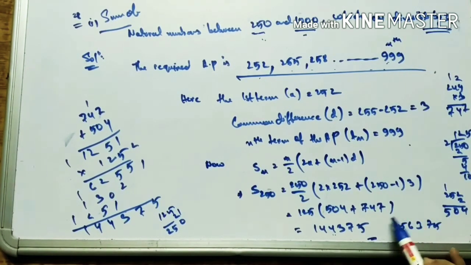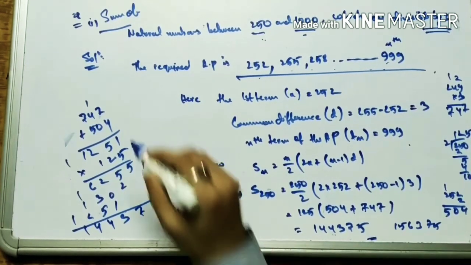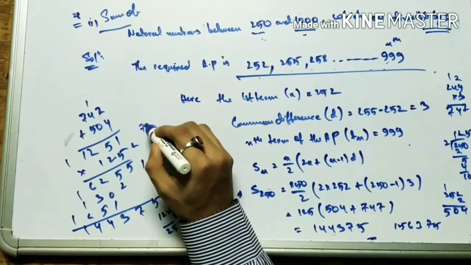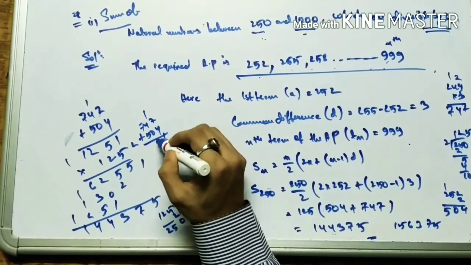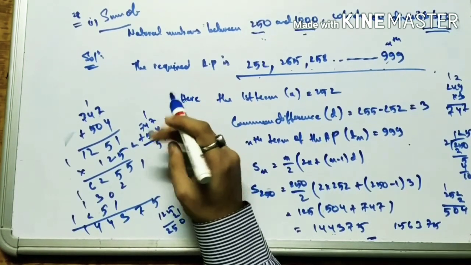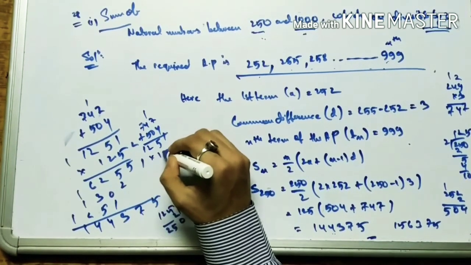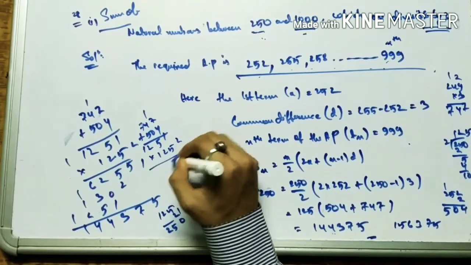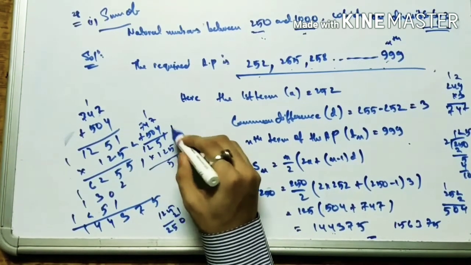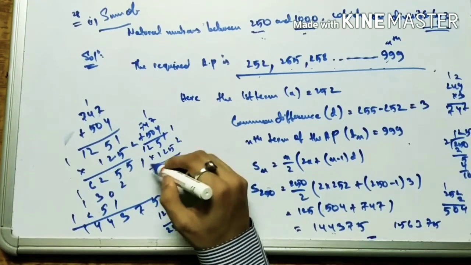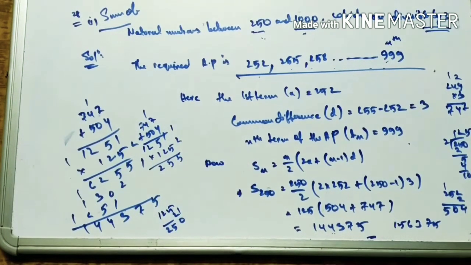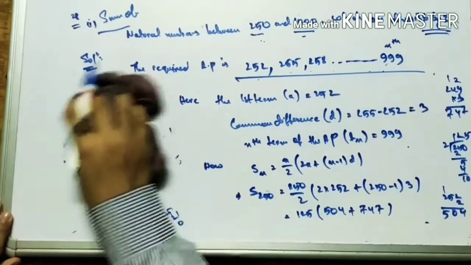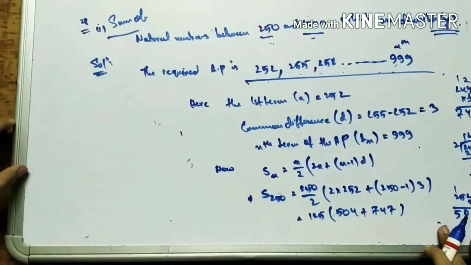249 into 3, 747. 747 plus 504. This will be 1251. This will be 12 into 125. 5 5 is 25, 5 2 is 10, 12, 5 is 5. Wait a minute. I think I have done a mistake in the multiplication.